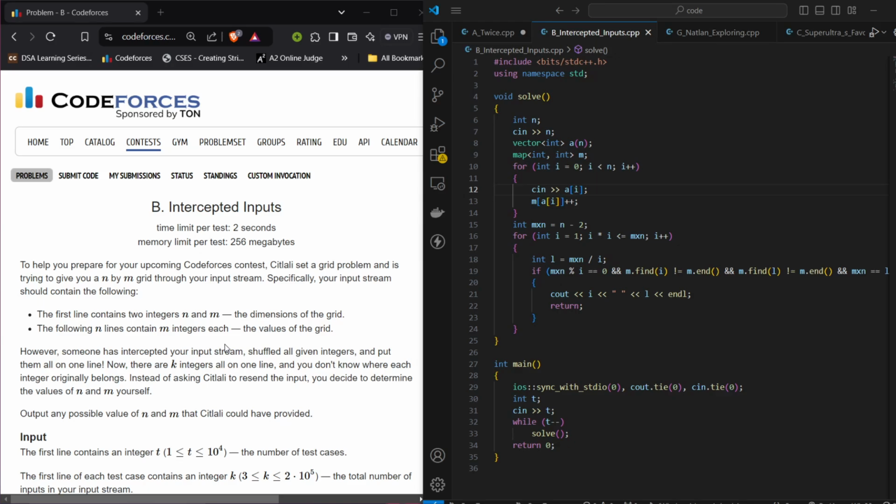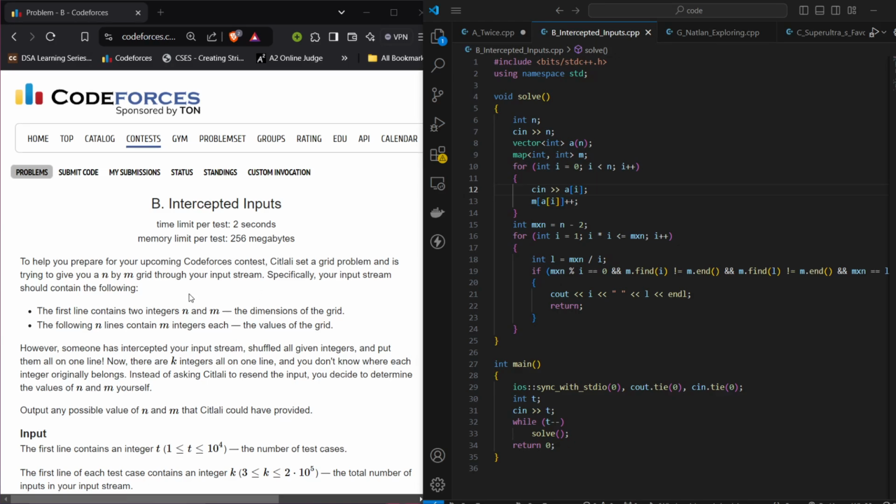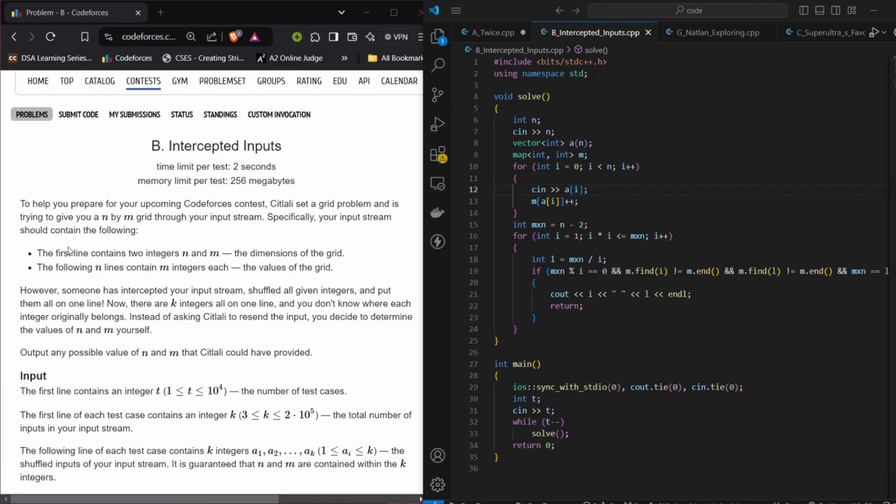We are solving problem B, Intercepted Inputs. In this problem, the description is given as: to help you prepare for your upcoming Codeforces round, Lali set up a grid problem and is trying to give you an n by m grid through your input stream. Specifically, your input stream should contain the following. The first line should contain two integers n and m, and the next n lines contain m integers each.